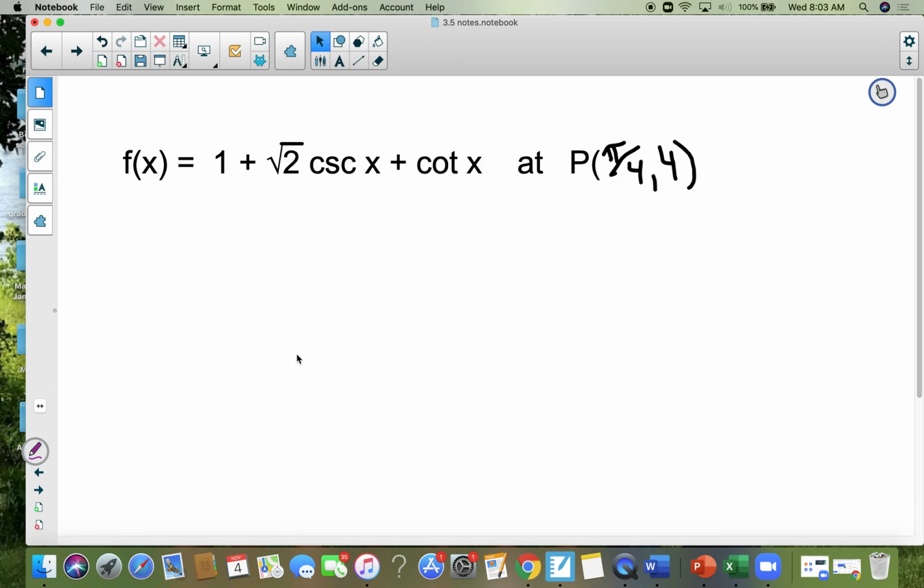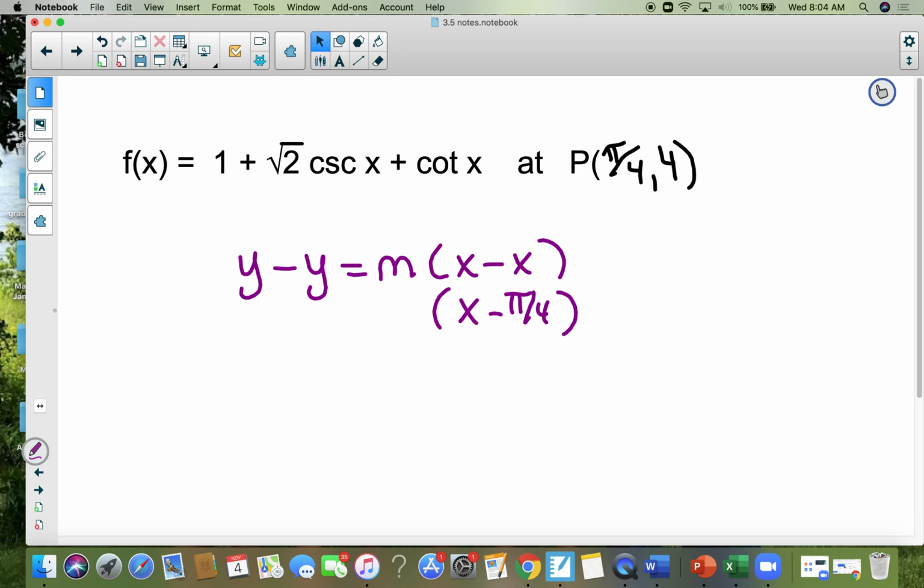We're doing pretty much exactly the same directions as the last one. So we're going to do y minus y1 equals m times x minus x1. And in place of x, you're going to put pi over 4, and in place of y, you're going to put 4. We need to find the m. This is a non-calculator problem on the test.